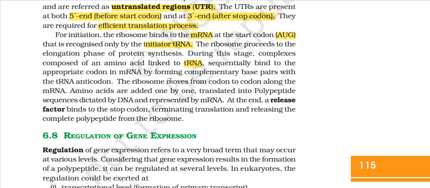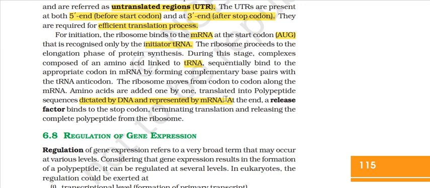Amino acids are added one by one, translated into polypeptide sequences dictated by DNA and represented by mRNA. It's a very important line. Start कहाँ से हुआ? Dictation DNA का ही था, लेकिन represent किसने किया? Express बाद में जाके किसकी वजह से हुआ? mRNA की वजह से.